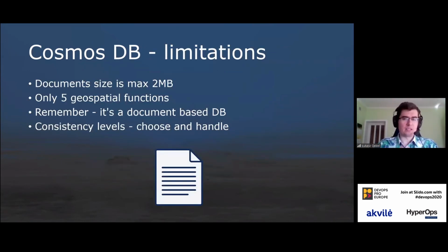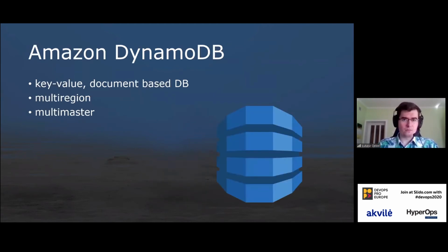However, as with every tool, it has its limitations. For example, document size can be at maximum 2 megabytes. You have only 5 geospatial functions, if you need such things, for example if you are using PostGIS. And you have to remember that it's a document-based DB, so probably it won't fit all of your use cases and scenarios. In Amazon, you can use DynamoDB. I haven't used it, but that's probably the equivalent of Azure Cosmos. You can play with it on your side.